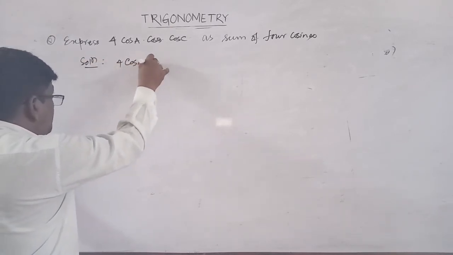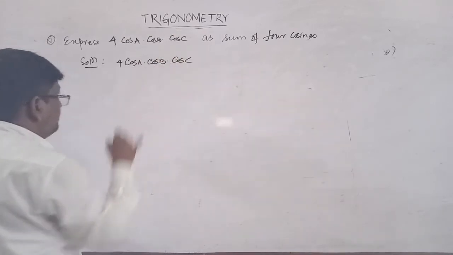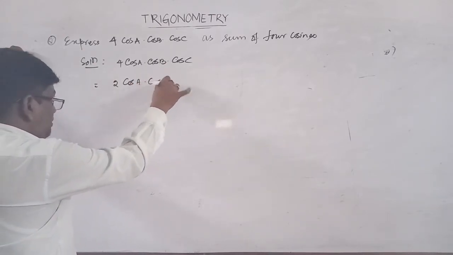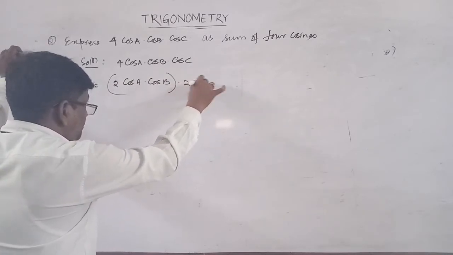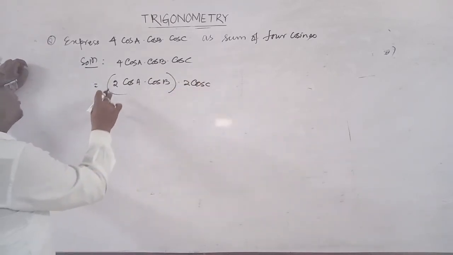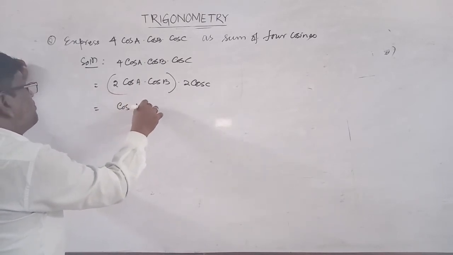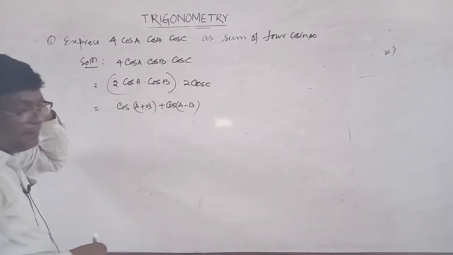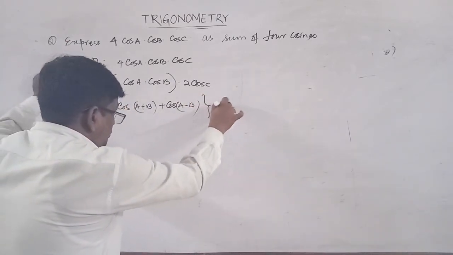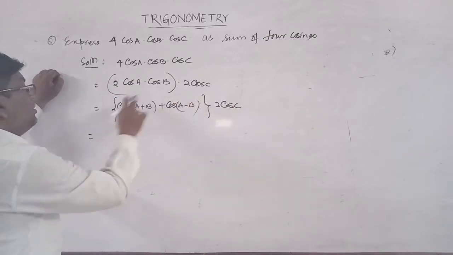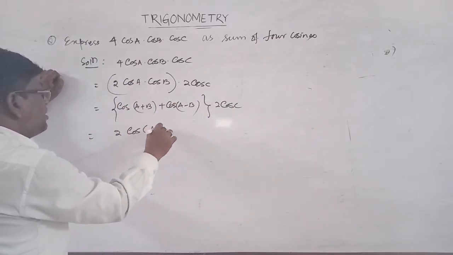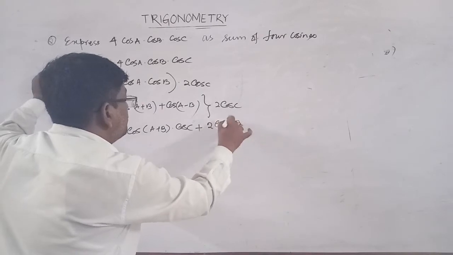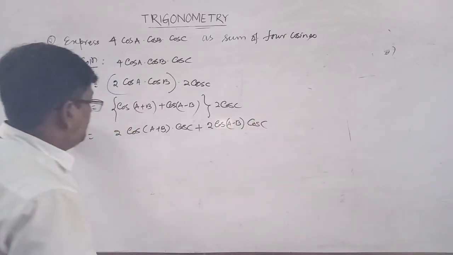4 cos A into cos B into cos C. So you can write here 2 cos A into cos B into 2 cos C. Okay, so this is, by the 2 cos A cos B formula, cos A plus B plus cos A minus B, whole into 2 cos C. Again, 2 into cos A plus B into cos C plus 2 into cos A minus B into cos C. Same formula you apply here.